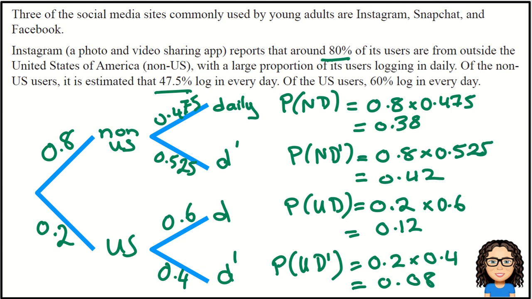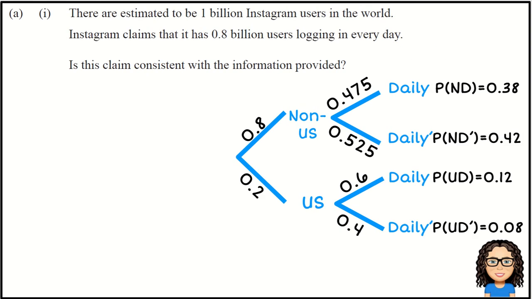Once I've got that, now I'm going to have a look at the question itself. The question says there are estimated to be 1 billion Instagram users, and Instagram claims that it has 0.8 billion users logging in every day. Is this claim consistent with the information provided? So we need to check whether this number of 0.8 billion users every day is true. So this is the daily.